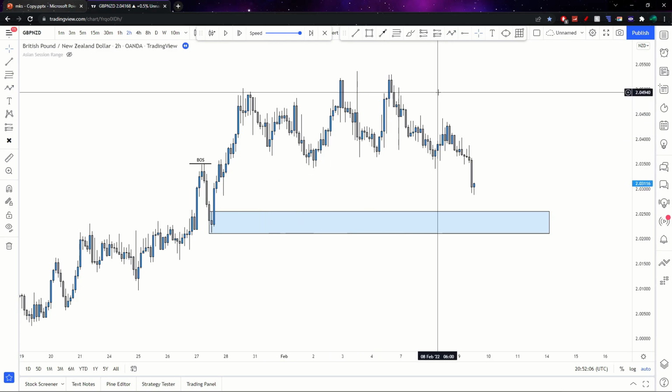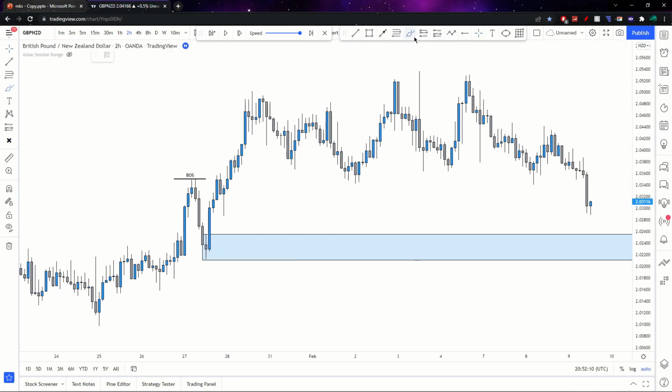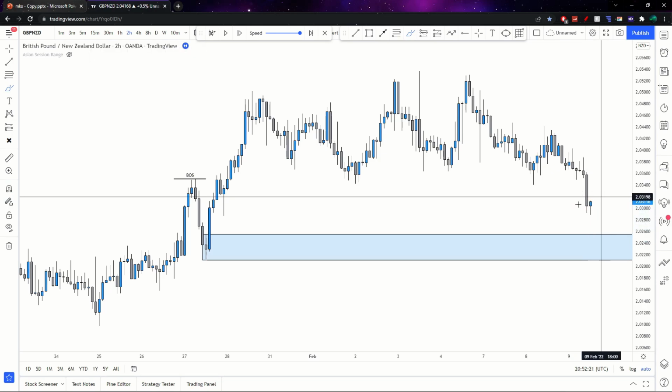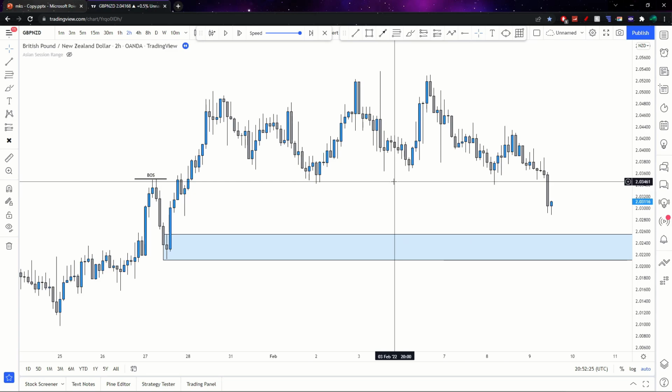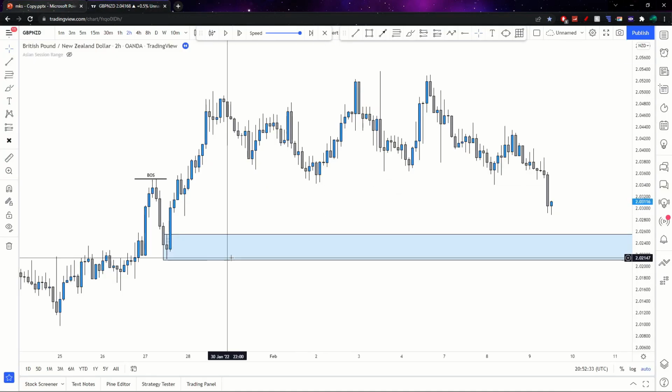Number 3, is the order block mitigated? No, it's not. On this time frame, there's clearly no mitigation of the order block. There's no wicks back into the zone or anything like that. See that there's nothing here, and price hasn't come back into the zone yet, right? We're still waiting for our first tap in, and this order block is not mitigated yet. So right now, this order block is valid, right? So what we're going to do is follow the process, and now we're going to look for our extra confluences, right, to validate the zone further.